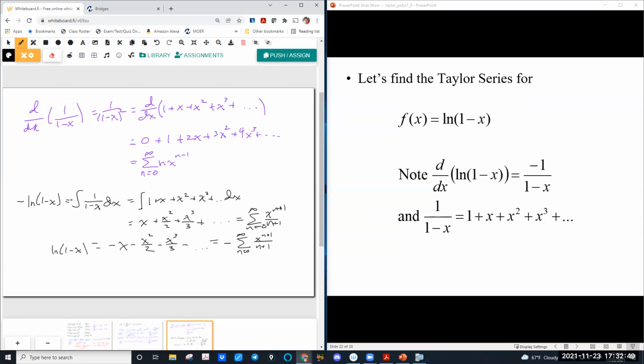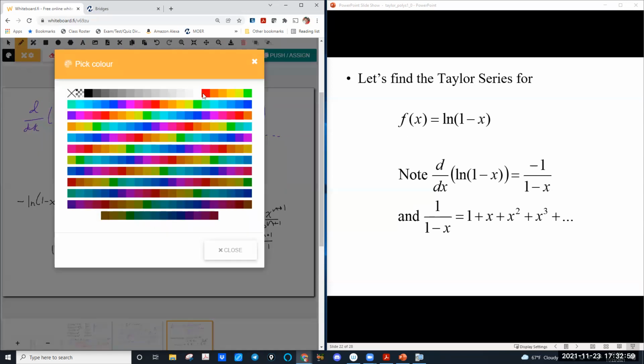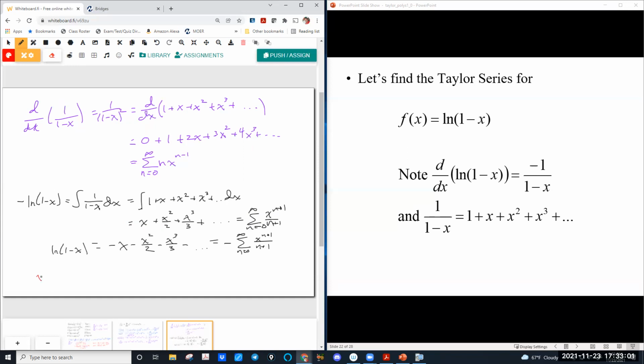And these methods can be combined. You could use an antiderivative to find one, and then if you had to multiply by, like if we wanted to find, say, x cubed ln of 1 minus x, we would take what we found here and multiply it by x cubed. So all these methods can be combined.